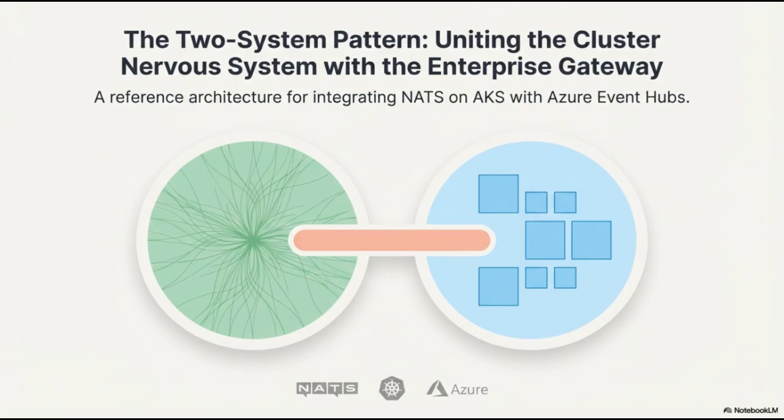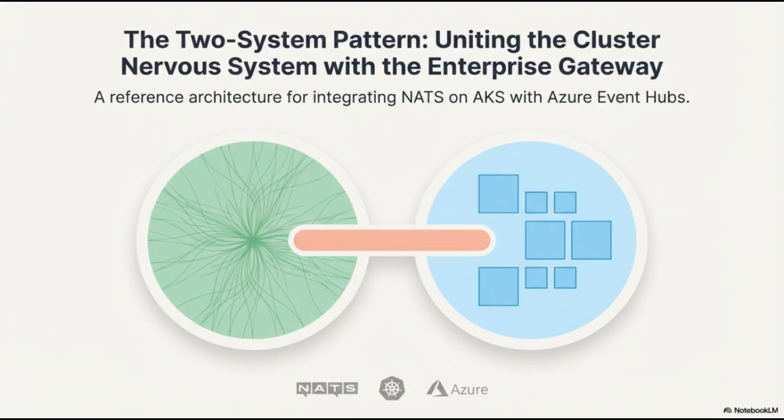On the left side of our diagram, represented by the green circle, we have NATS acting as the internal nervous system. Within an AKS cluster, NATS provides high-performance, low-latency messaging that connects your microservices with incredible speed and efficiency. It is designed to handle the complex, high-frequency communications required within a localized environment.